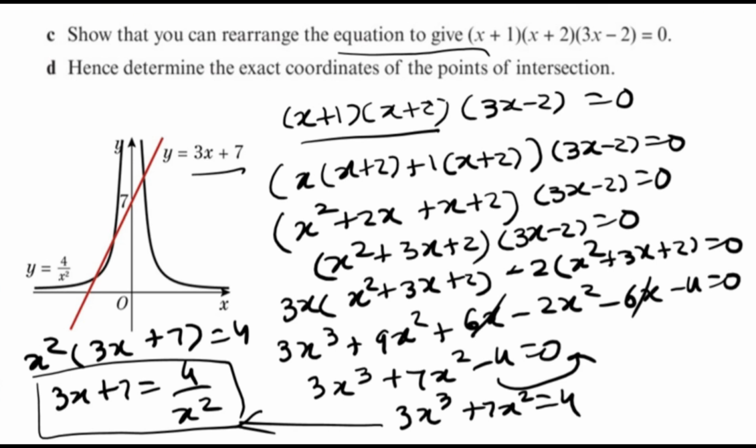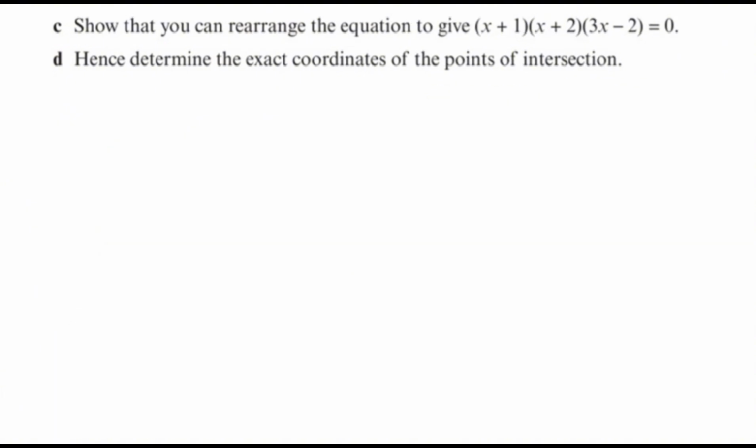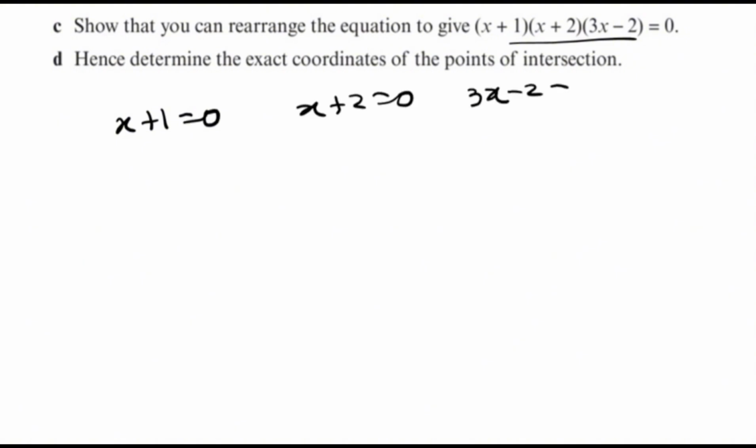Now we will move to part D. Part D is telling us to determine the exact coordinates of the points of intersection. Now to find the exact coordinates, we have to find the 3 values of x: x plus 1 equal to 0, x plus 2 equal to 0, and 3x minus 2 equal to 0, because these are the factors of the intersection points. x is equal to minus 1, x is equal to minus 2, and x is equal to 2 over 3. We got the x coordinates.